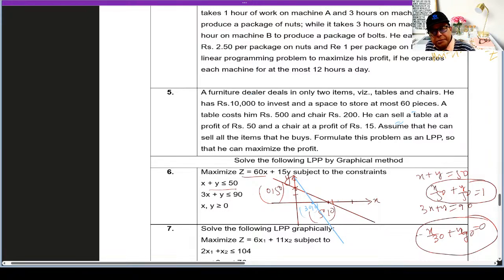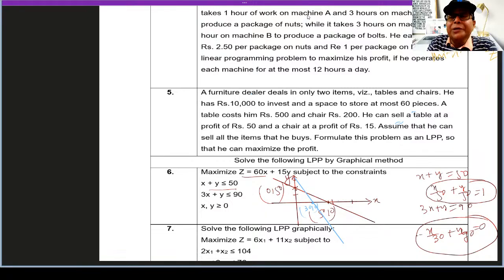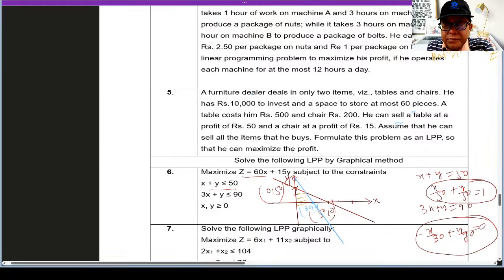Done? First line less than or equal to, second one also less than or equal to. So region is going to be like this. This is the region. Okay? On graph you will get this point. On graph you will get this point. But just by solving mentally I am writing the values here. It is going to be 20, 30 here. This point.